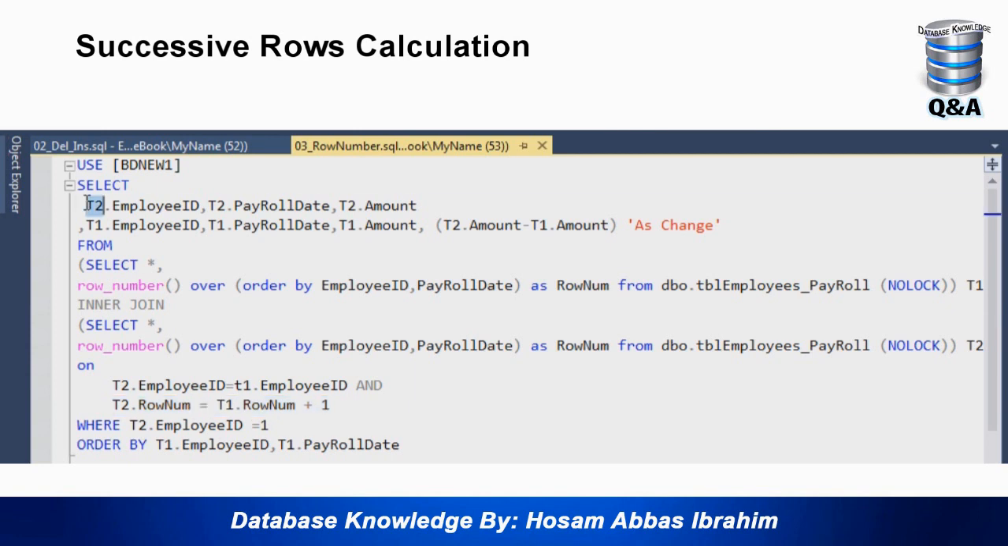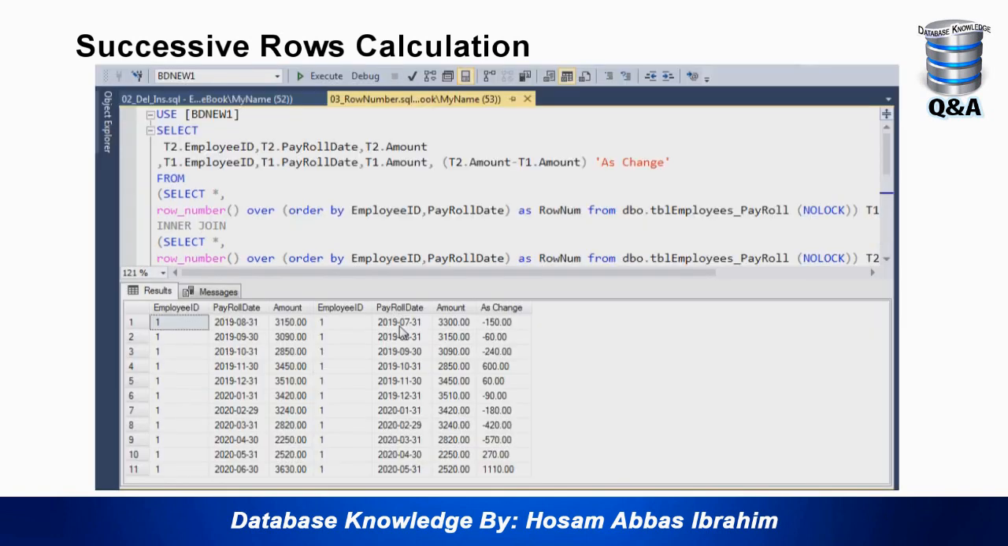The columns I will select are the employee ID, payroll date and the amount from T2, and from T1 I will take the employee ID, payroll date and the amount, and here I will make the difference, T2 amount minus T1 amount. Here I will select only one employee, and let us run that.